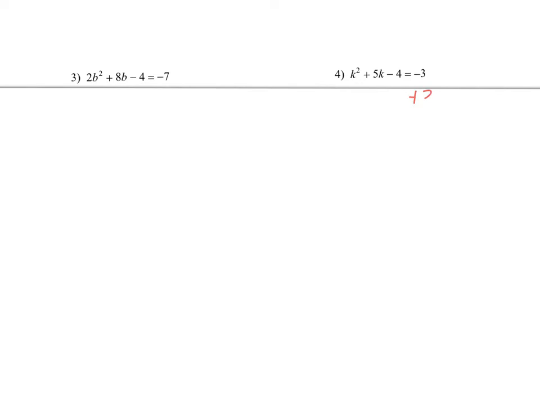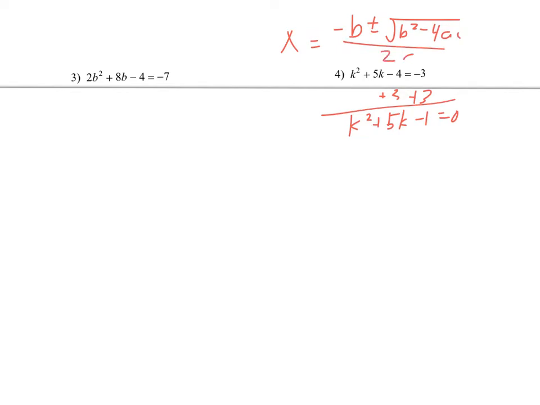All right, next up, number 4 here, so same idea. But on this one, I need to get one side to 0 first. That is important on the quadratic formula, so I'm going to add the 3 over. All right, and so now I'll do the quadratic formula. I'll write it down again. Negative b plus or minus the square root of b squared minus 4ac all over 2a. So I have my a as 1, my b as 5, and my c as negative 1.